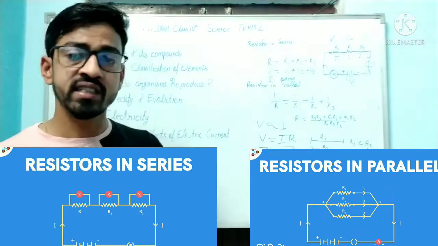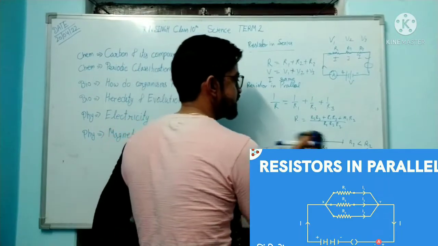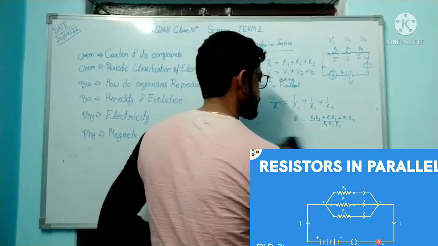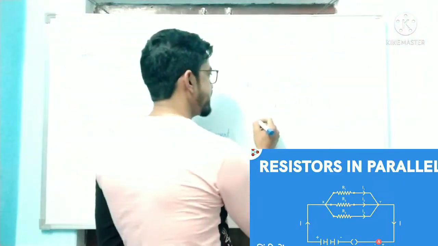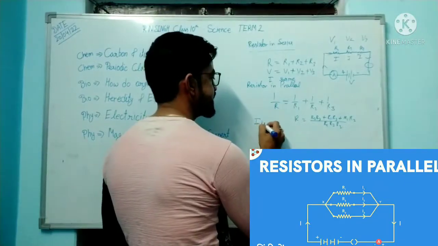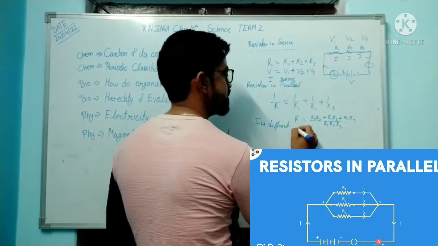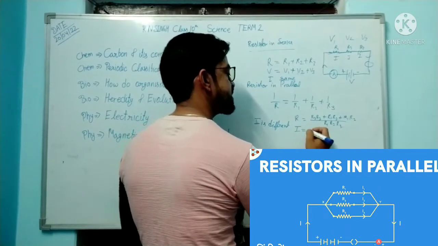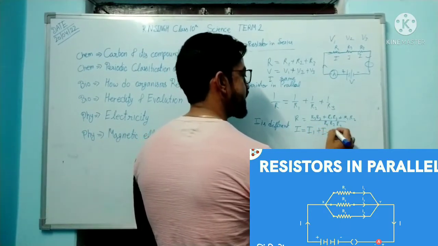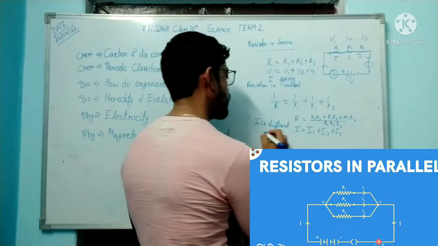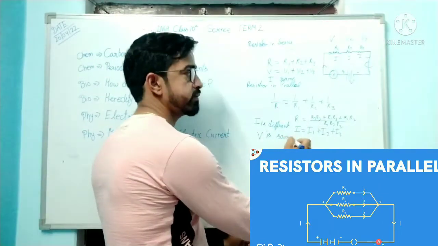But in the parallel combination, it is a little bit the reverse. So you simply reverse it. So I is different, and the sum of the branch currents is I1 plus I2 plus I3, and voltage V is the same for all.